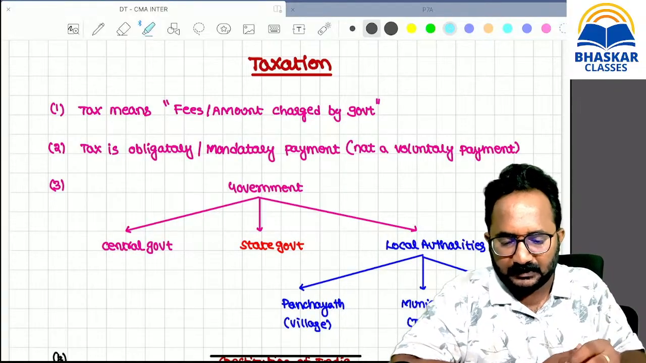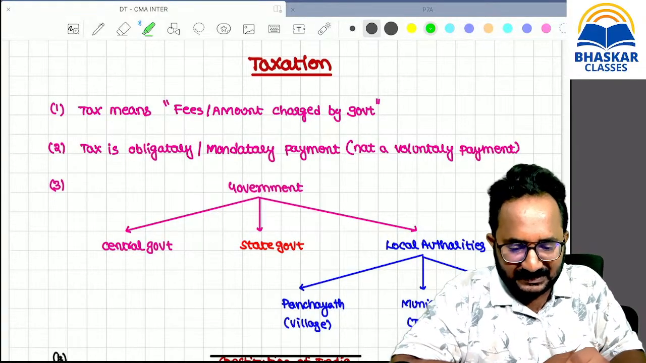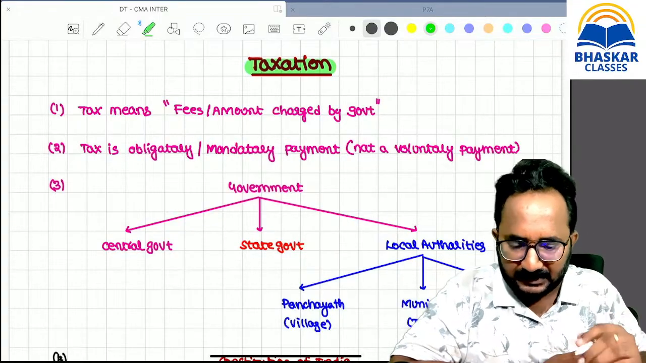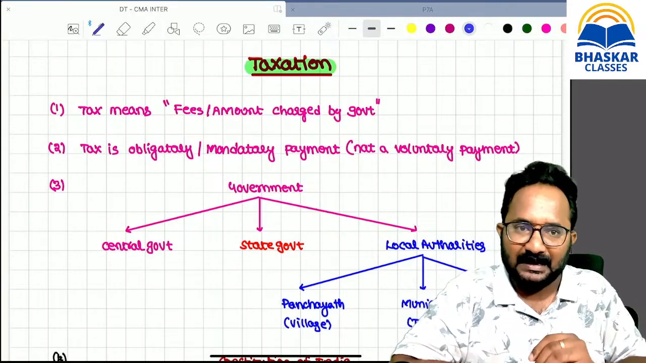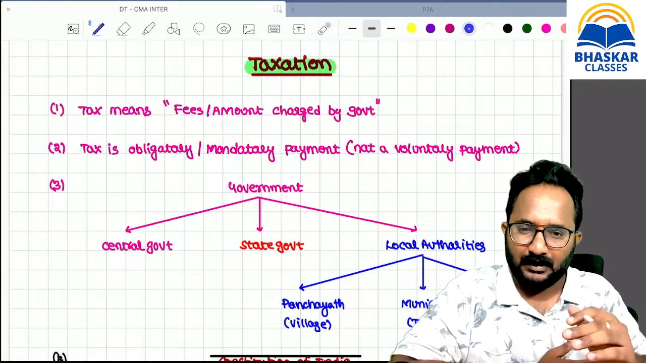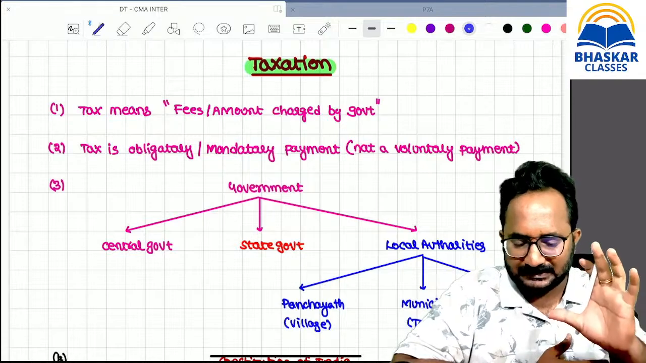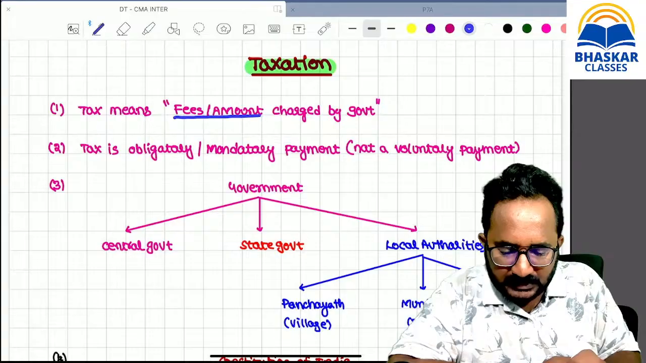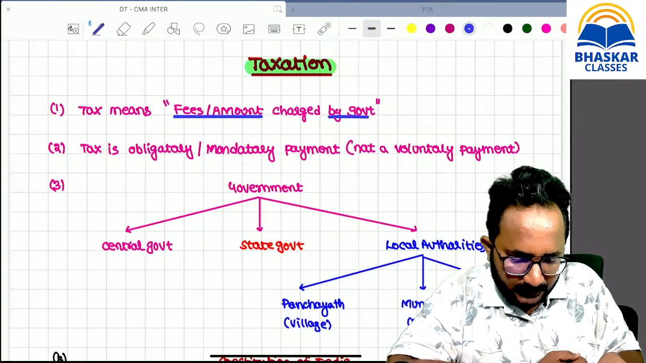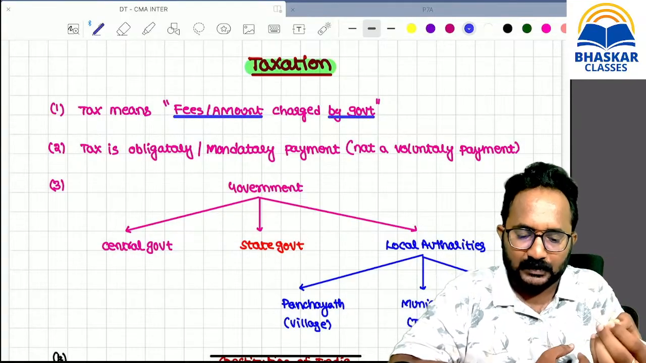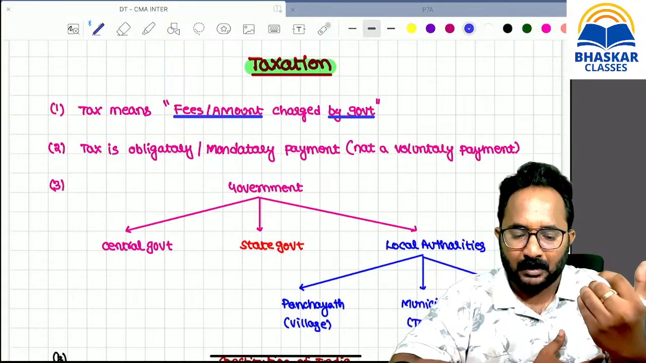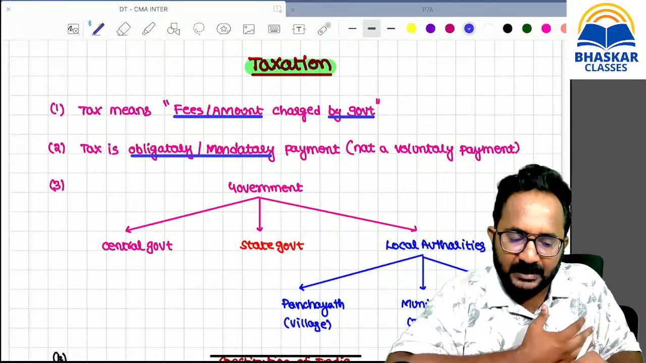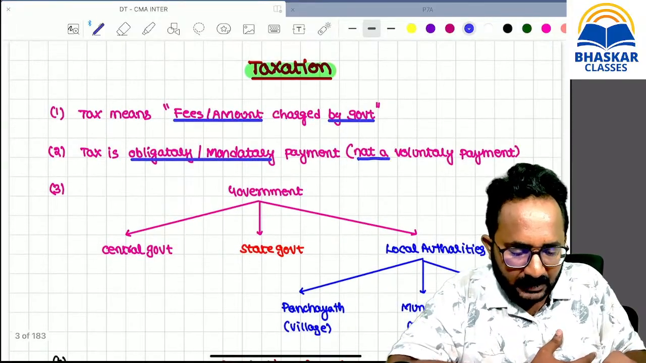First I want to tell you about the taxation introduction, and after that we can take the direct taxation part. What do you mean by tax? Not from an examination point of view, let us just start the total taxation discussion. Tax means a fee or amount charged by the government. Tax is a mandatory or obligatory payment. It is not a voluntary contribution.